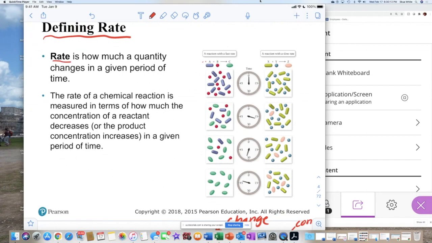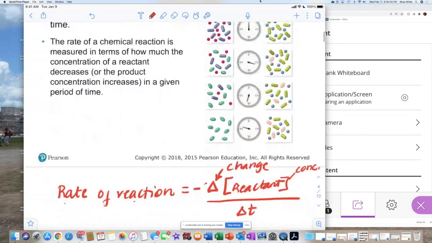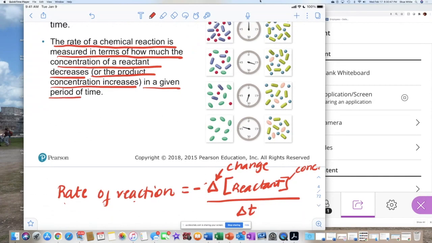Well, we're told here that rate is how much a quantity changes. Now the quantity here will be either amounts of chemical, right? Amount of reactant or product. So at this point, you're trying to find how much the amount of reactant or product is changing over a given period of time. So in general, we're told here, the rate of a chemical reaction is measured in terms of how much the concentration of a reactant decreases or the product concentration increases in a given period of time.